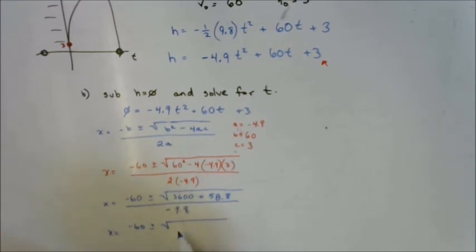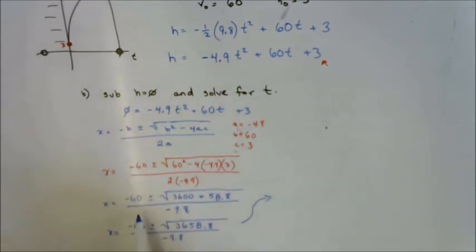3600 plus 58.8 is 3658.8. Because you get two subtractions, which equals positive, over negative 9.8. And from this point, I'm going to just put them in my calculator.